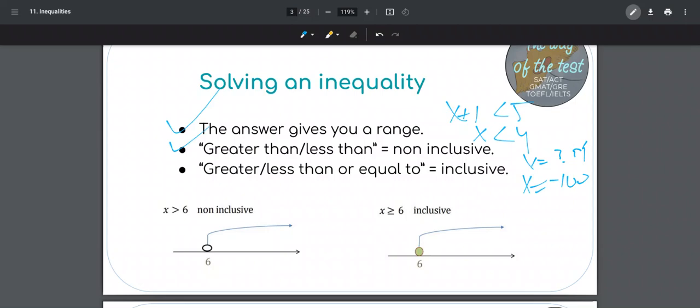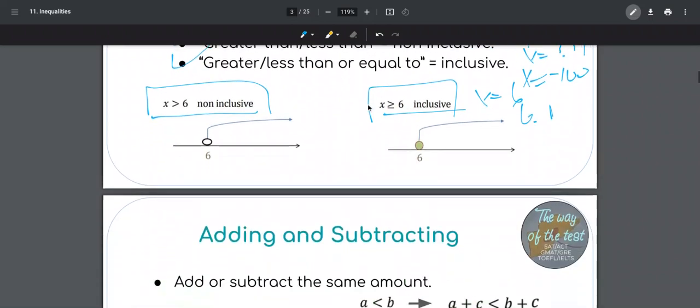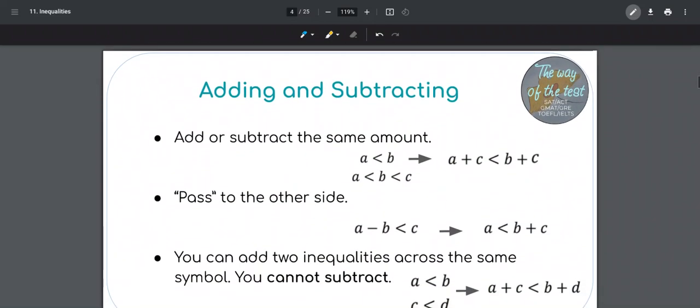When we have greater than or less than, it means it's not inclusive, so it doesn't take the value. In this example, we have x is more than 6, which is not inclusive, which means x cannot be 6. X can be 6.1, 6.2, 6.00001, but not 6. We have the equal to, so greater than or equal to, or less than or equal to, it means it's inclusive. So when I have this over here, it means that x can take the value of 6. So x can be 6, 6.1, etc. Pause the video right here, copy everything you have to copy.